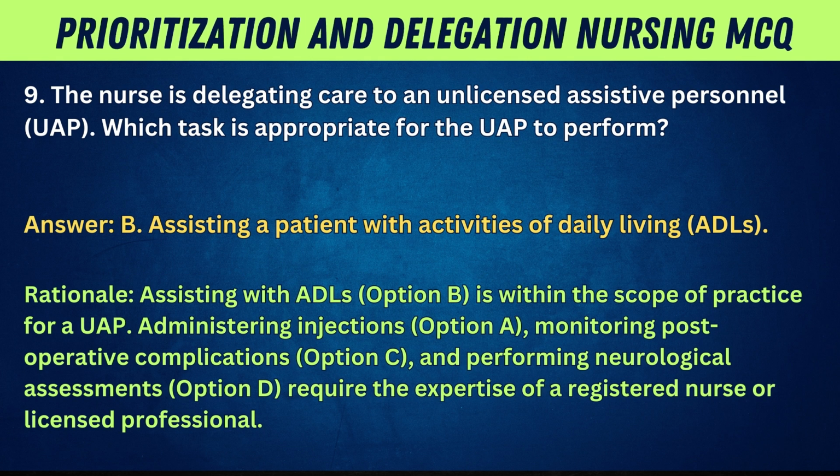Answer: B. Assisting a patient with activities of daily living, ADLs. Rationale: assisting with ADLs, option B, is within the scope of practice for a UAP. Administering injections, option A, monitoring postoperative complications, option C, and performing neurological assessments, option D, require the expertise of a registered nurse or licensed professional.